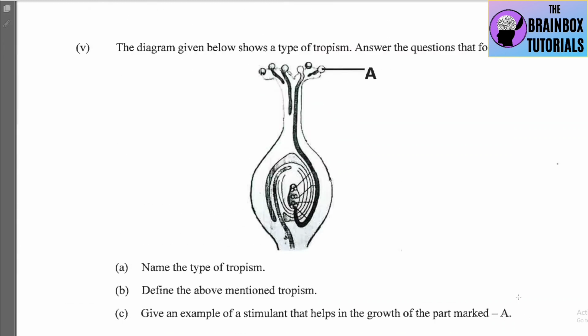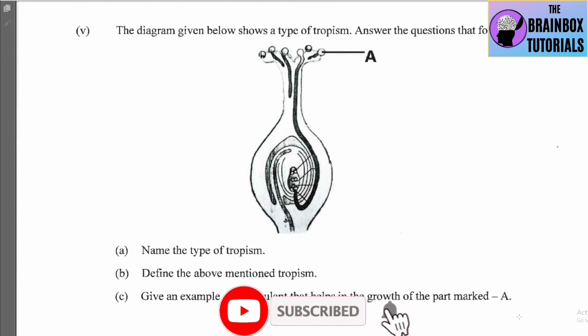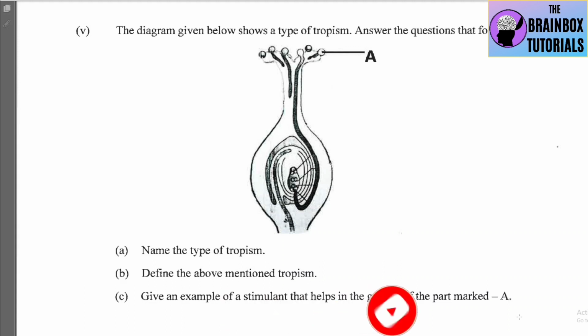So here we have completed the specimen question paper of biology. We have completed section B. Section A was already done in the last video. If you haven't checked that video, check it out. I am giving the link here. I will come up with the solution of next paper very soon.